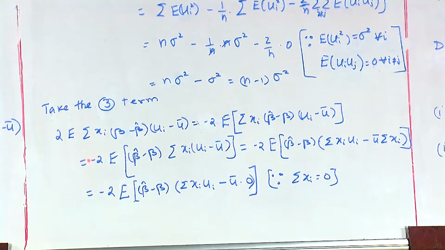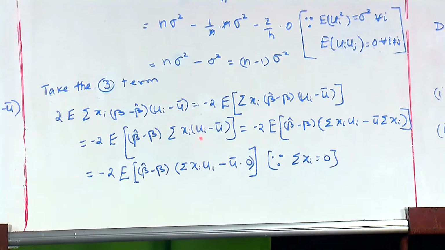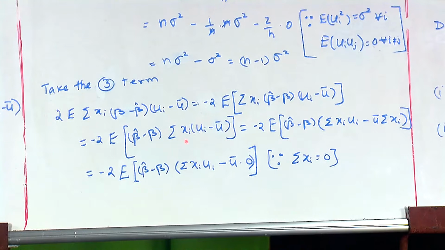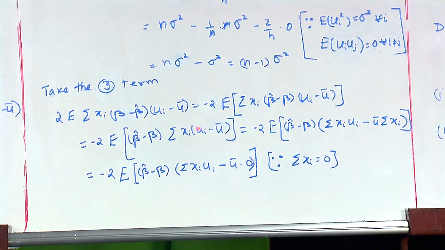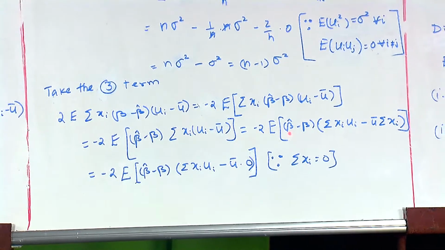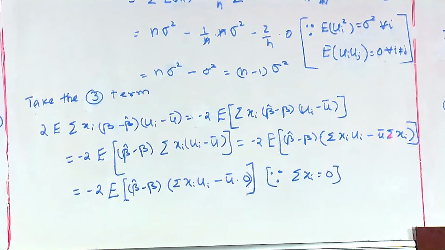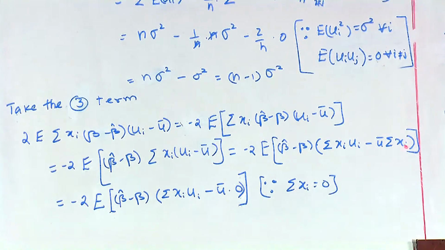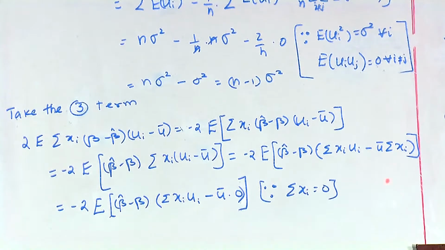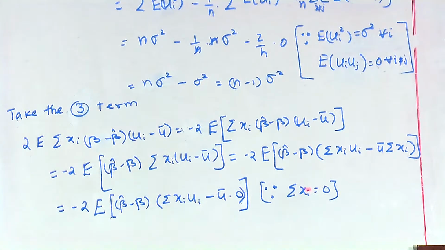So minus 2 is there outside, and beta hat minus beta is there, and sigma xi (ui minus u bar). Now we may take this xi inside the bracket. So we get sigma xi ui minus u bar sigma xi. We already know this is the deviation values of x. If you sum that across the sample, we get this value as 0. So we may substitute this value, and this one term will vanish.